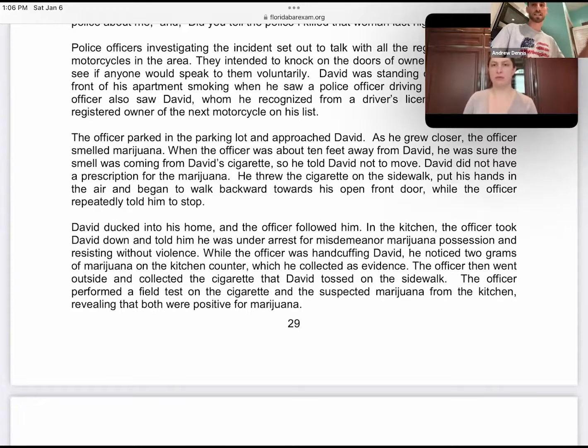The officer parked in the parking lot and approached David. As he grew closer, he smelled marijuana. When the officer was about 10 feet away from David, he was sure the smell was coming from Dave's cigarette. He told David not to move. Dave did not have a prescription for the marijuana. That's very important because marijuana is medically legal now in Florida.